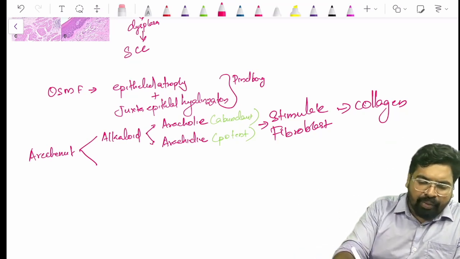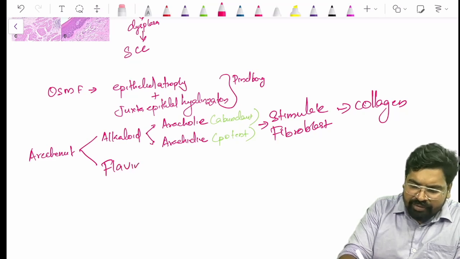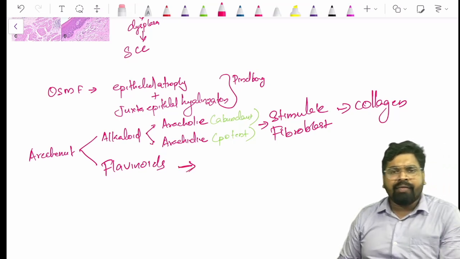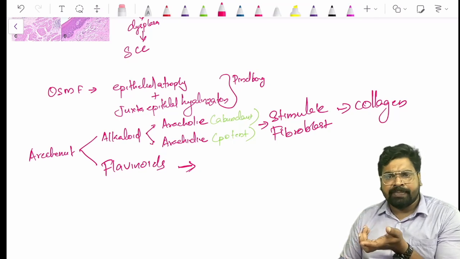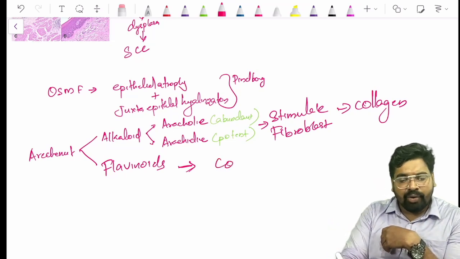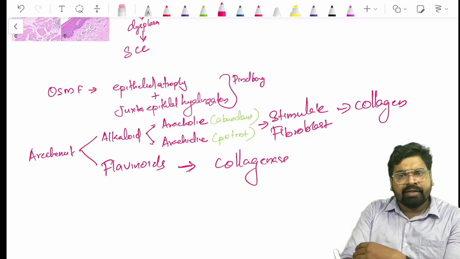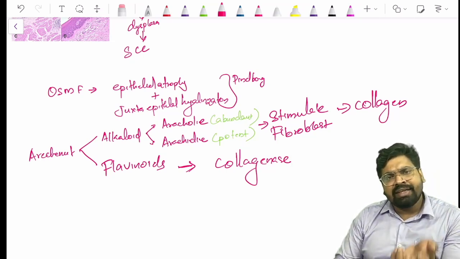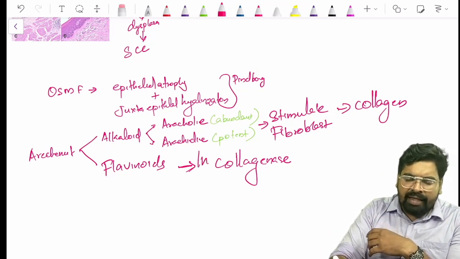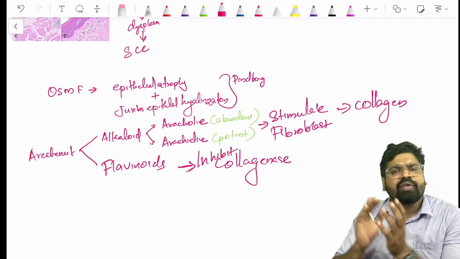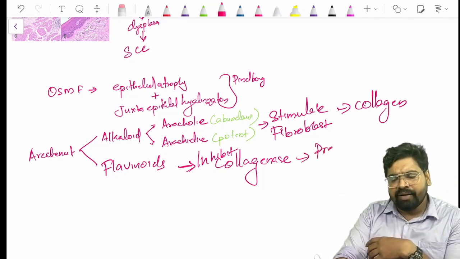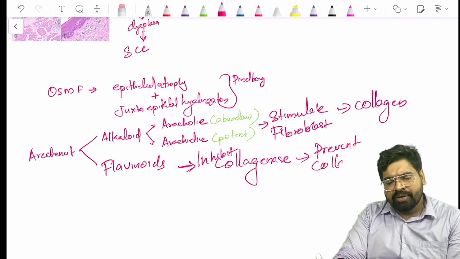Now there is another component in this arecanut that is called flavonoids. Our body has an enzyme to digest collagen. Whenever there is an increase in collagen, our body will make this enzyme, called collagenase. Collagenase will digest or remove this collagen, but these flavonoids will inhibit this collagenase. So it will prevent collagen degradation.